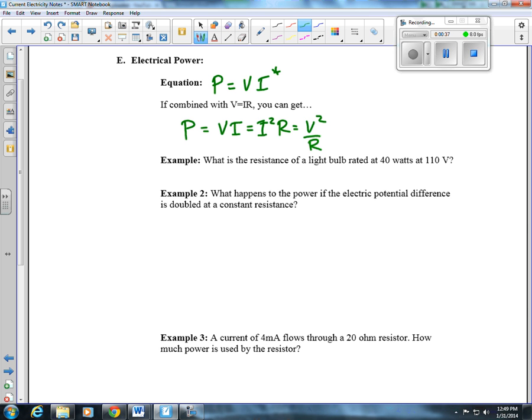You can always do the problem in two steps, okay? If it gives you V and R and wants P, I could use V equals IR to get the I, then the P equals VI, but it might be quicker just to do P as V squared over R.